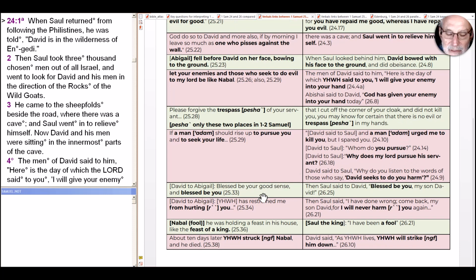David says to Abigail at the end of her speech, blessed be your good sense and blessed be you. And then Saul says to David at the end of David's long speech, blessed be you, my son David. So both of them are in a sense converted by the speech of the other, away from violence.